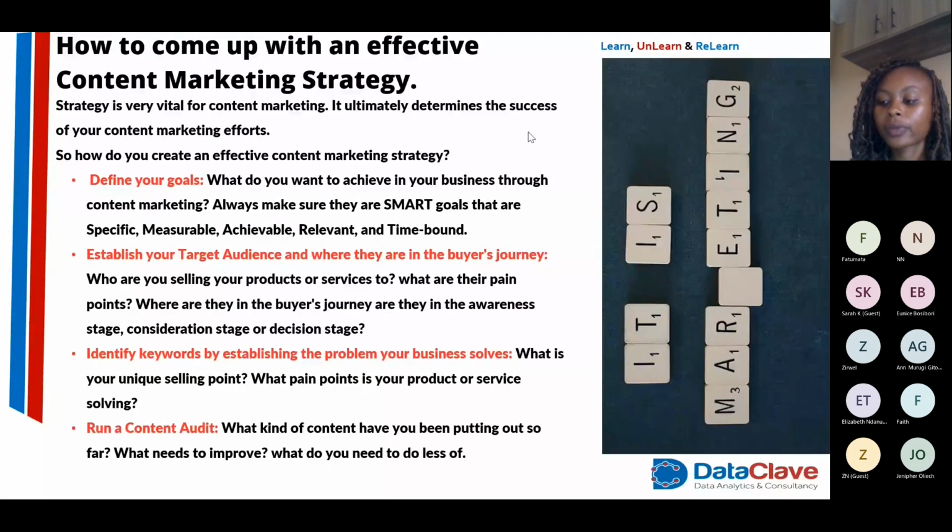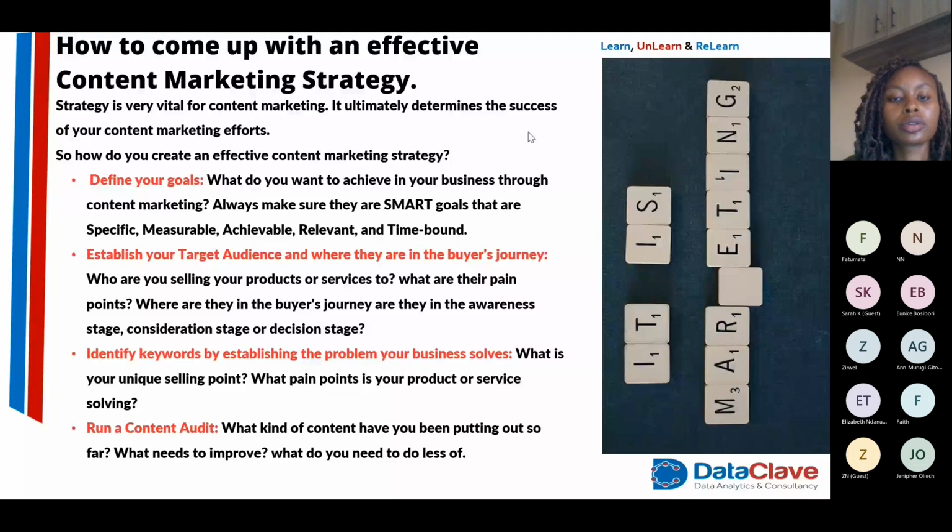So you must target audiences. Knowing your target audience, and also understanding where they are in the buyer's journey, is very important in content marketing. You can't start coming up with content out of the blue. You must understand who this content is for. You must put yourself in the eyes of your buyer or your target audience, generally. So who are you selling your products and services to? What are their pain points? Where are they in the buyer's journey?